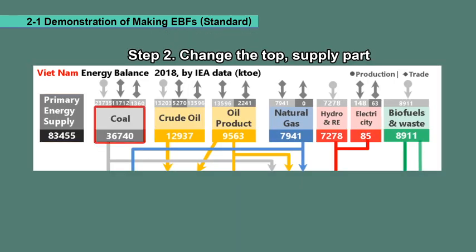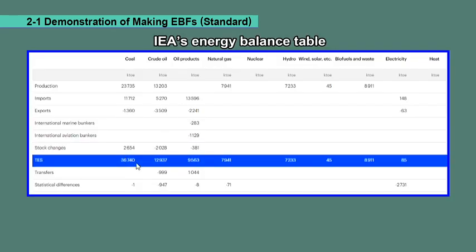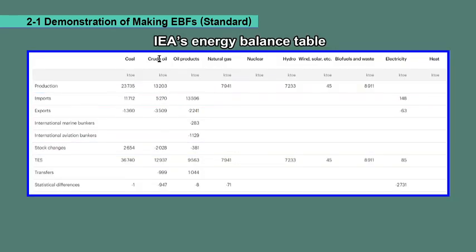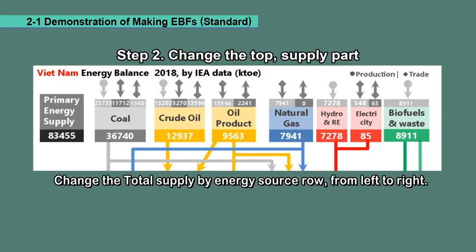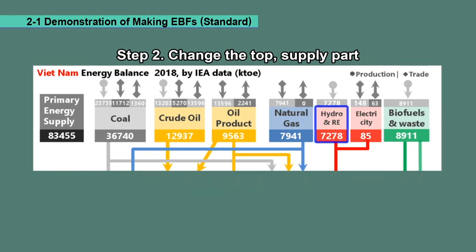Next is coal, 36,740. Change values from the left. Next is crude oil, 12,937. Copy the values from the IEA Energy Balance table from left to right. Next, for hydro and renewable energy toward the right.